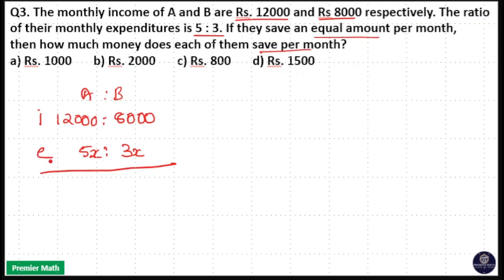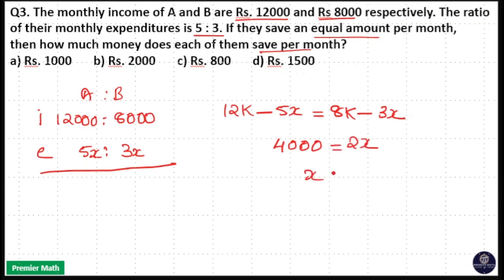That means their savings is income minus expenditure, but they save an equal amount. That means 12,000 minus 5x is equal to 8,000 minus 3x. Here 12k minus 8k is equal to 4k, that is 4,000 is equal to 2x. So x is equal to 2,000. So your answer is option B.